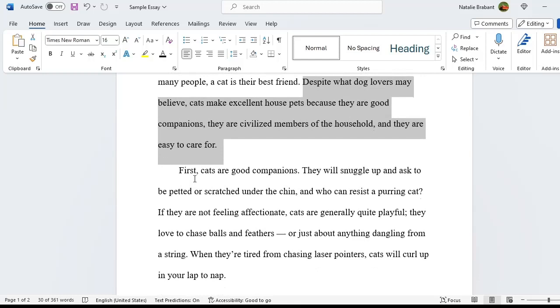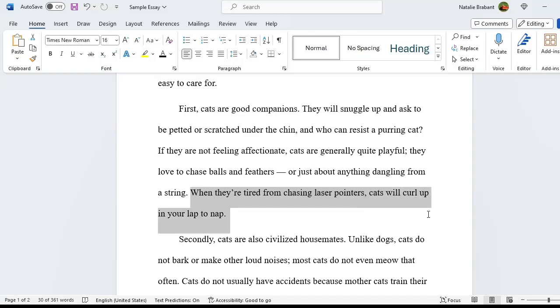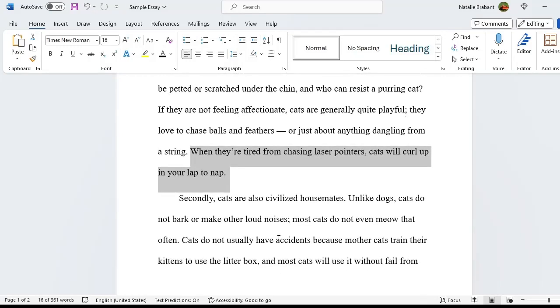So let's check. First, great transition. Cats are good companions. There are the supporting sentences backing it up. And it's nice to see that there are different kinds of transitions, clauses, and prepositional phrases. So, for instance, when they're tired from chasing laser pointers, this is a nice adverbial clause. Cats will curl up in your lap to nap. Kind of helps the whole paper flow smoothly.